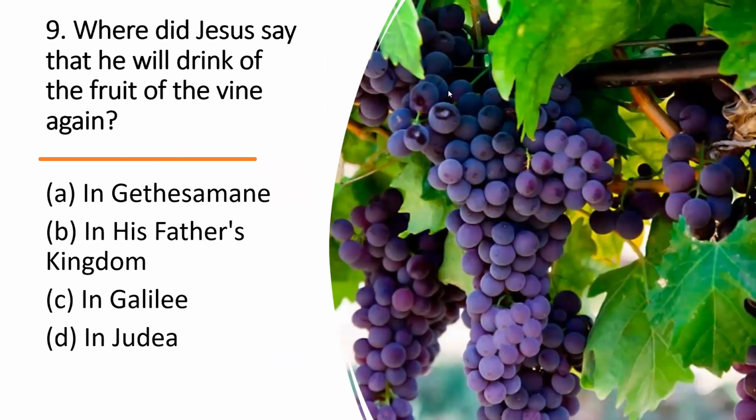Where did Jesus say he will drink the fruit of the vine again? A, in Gethsemane, B, in his Father's kingdom, C, in Galilee, or D, in Judea? All right, bring those answers in.